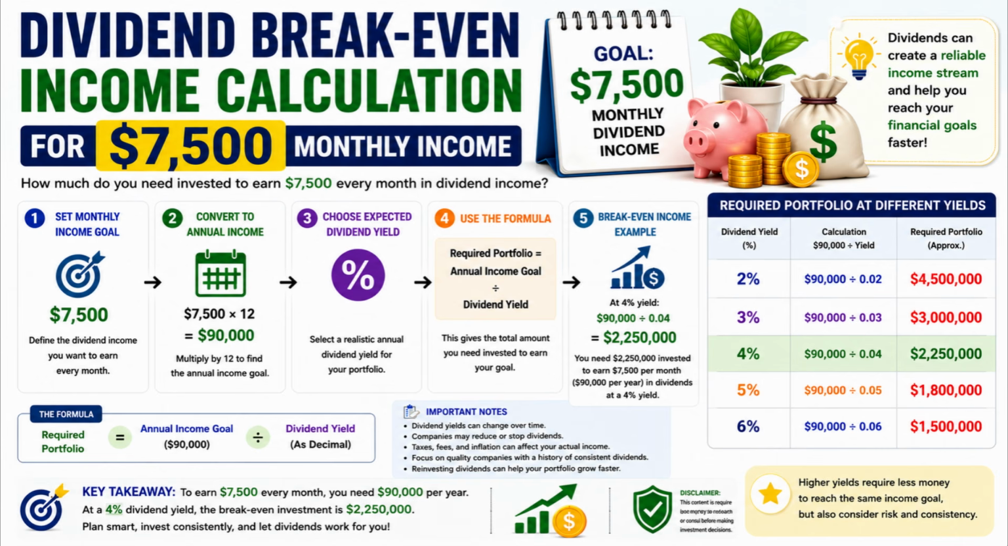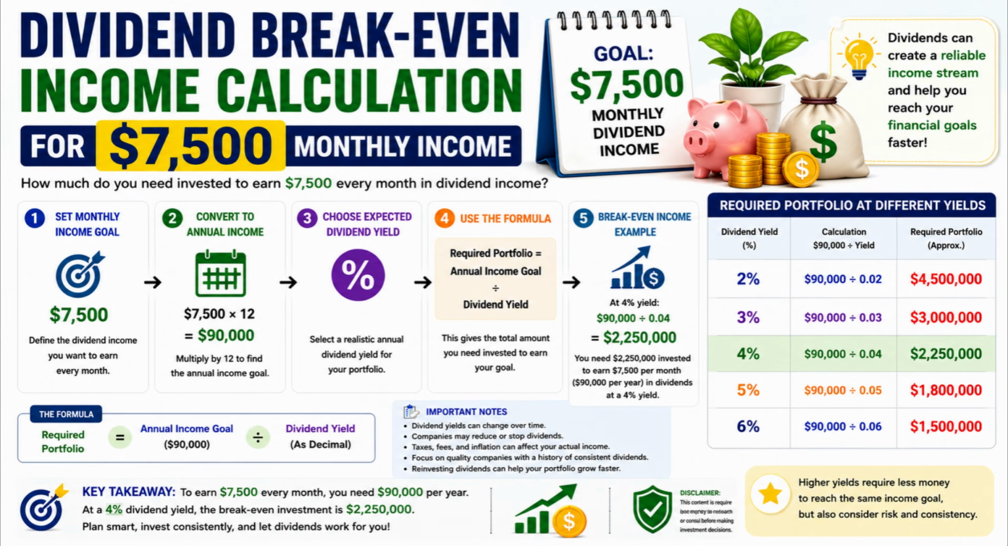Nevertheless, higher yield does not always mean better investment quality. A very high yield may come with more risk, unstable payments, or possible dividend cuts. In addition, dividend income can change over time. Companies may increase, reduce, or stop dividend payments depending on earnings, cash flow, market conditions, and business performance. Taxes, fees, and inflation can also reduce the actual income received.